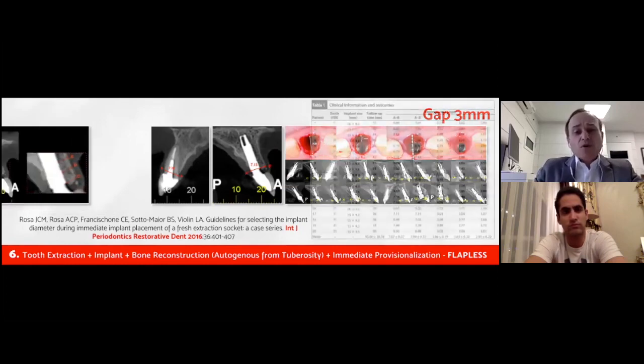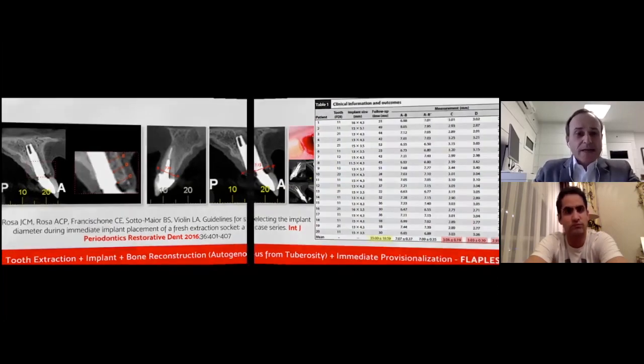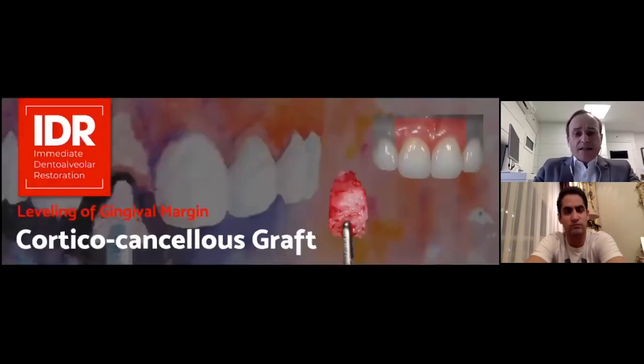We evaluated the most important area of the implant, the cervical area, and the bone stability in a mean follow-up of 3 years. We evaluated the bone stability up to the implant platform, letter C, 2 millimeters above letter D, as you can see here, and 4 millimeters above letter E. This article was published in 2016 by the International Journal of Orthodontics and Restorative Dentistry. Let's see the IDR and its application in many clinical cases.